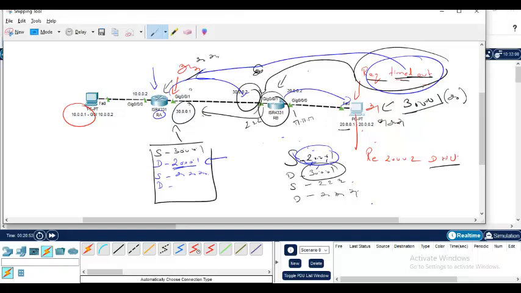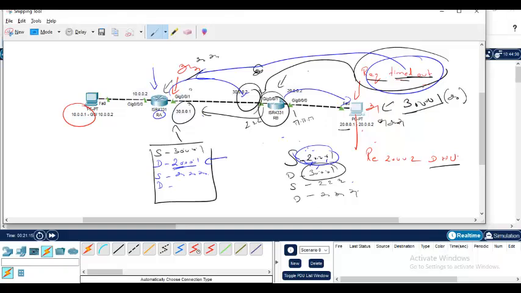Who is telling? Your PC will tell. I waited, but that's not coming. That is how it says request timed out. It says I waited, no packet is coming. See the difference between these two error messages.